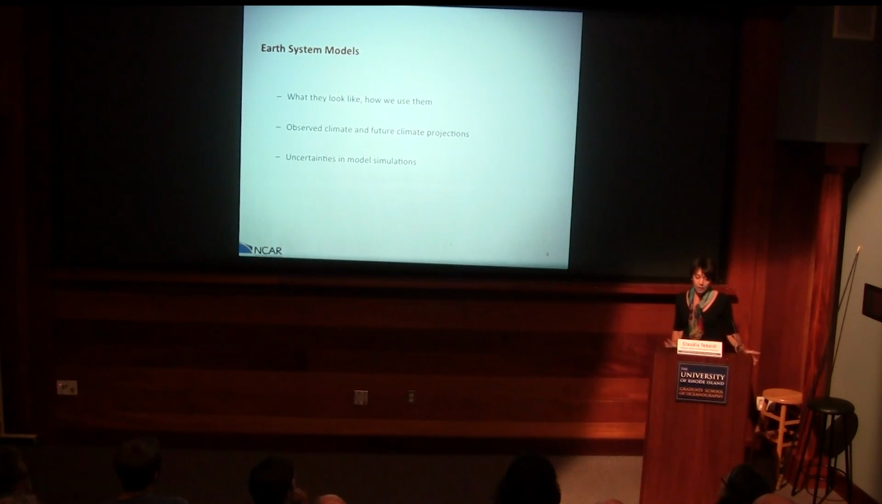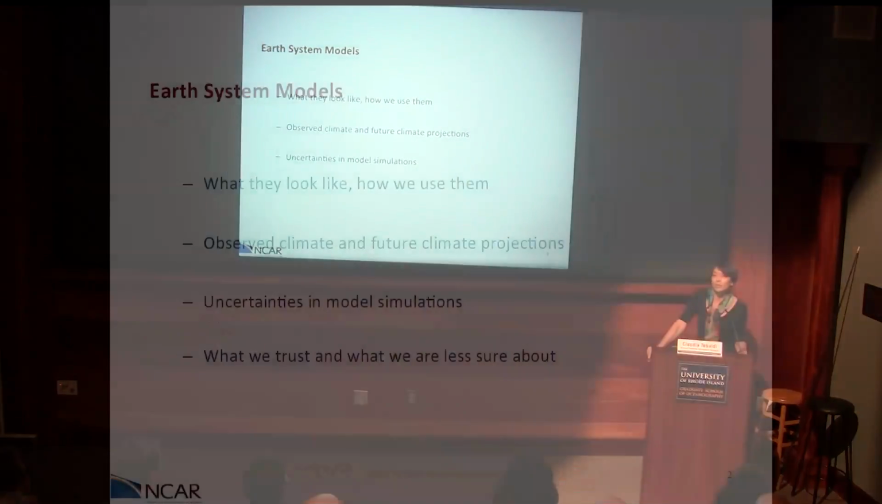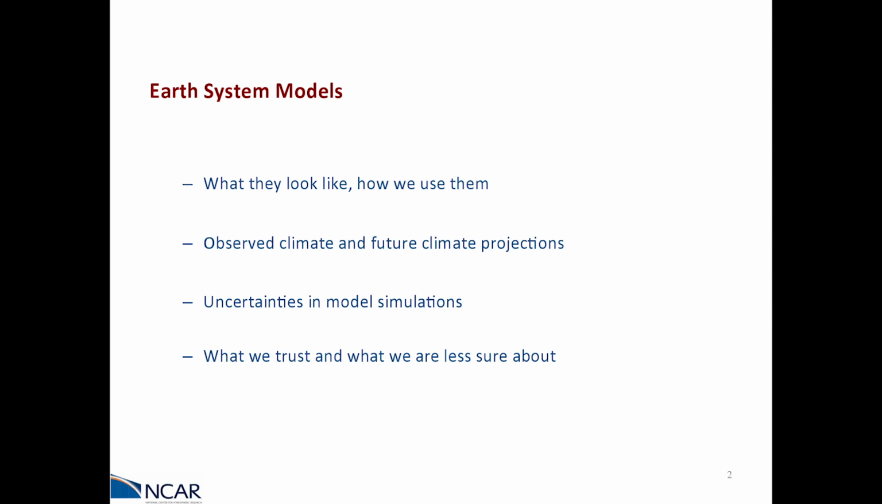So, the idea for the presentation is I'm going to tell you about, actually right now we call them Earth system models, because we are introducing processes that have to do with the carbon cycle and vegetation. And so instead of just calling them climate models, we make the jump to call them Earth system models. So what they look like, how we use them. I'm going to talk mainly about future projections, but I also want to mention stuff about observed climate.